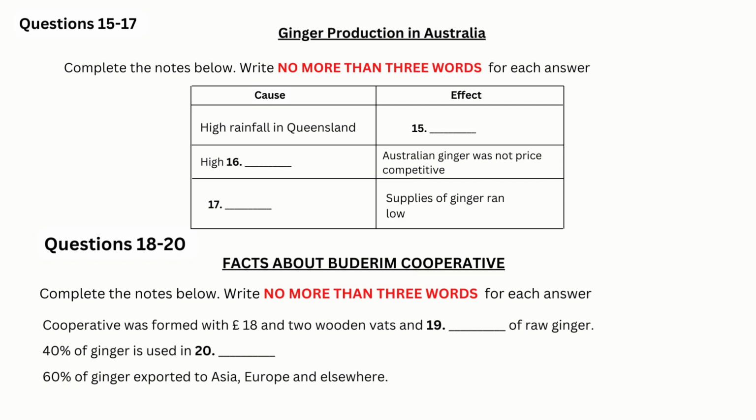That was in the days when Australian currency was pounds, not dollars. So they set up the company with 2 wooden vats and 14 tons of raw ginger. But they went on to become the most successful ginger farmers in the world. In fact, nearly all the world's ginger now comes from the Buderim ginger factory in Queensland. 40% of the production is used in Australia, and the remaining 60% is exported overseas to places like Europe, North America, South Africa, and even to Asia, where it originated in the first place.